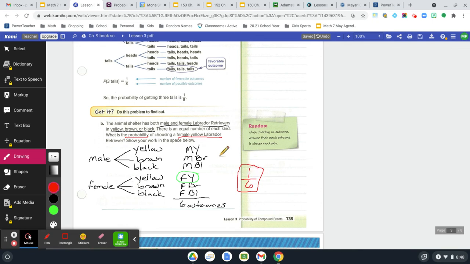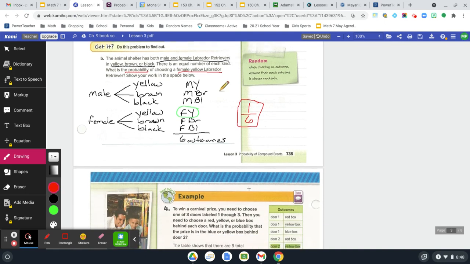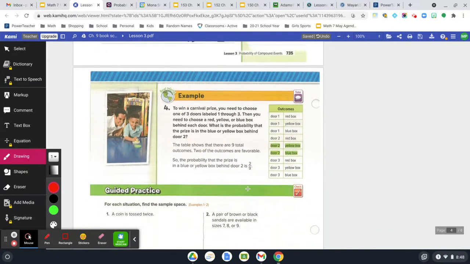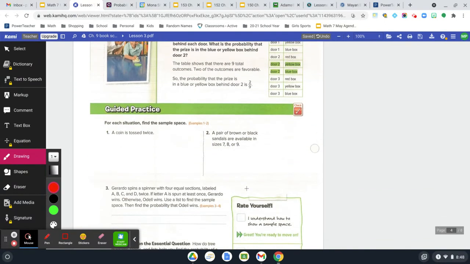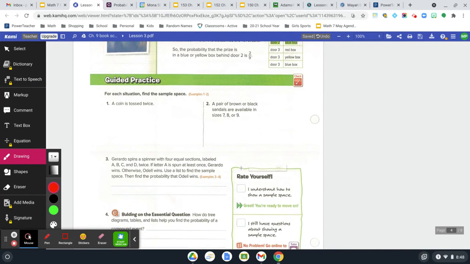Okay. So you had to do one extra step here, right? We created the tree diagram, we looked at the outcomes, but then we had to answer that question on finding the probability within our sample space. You have 1 choice out of 6 to get that female yellow. Okay, so let's keep trying. Let's keep practicing. So again, I'm skipping some because I'm focusing on just the tree diagrams right now.